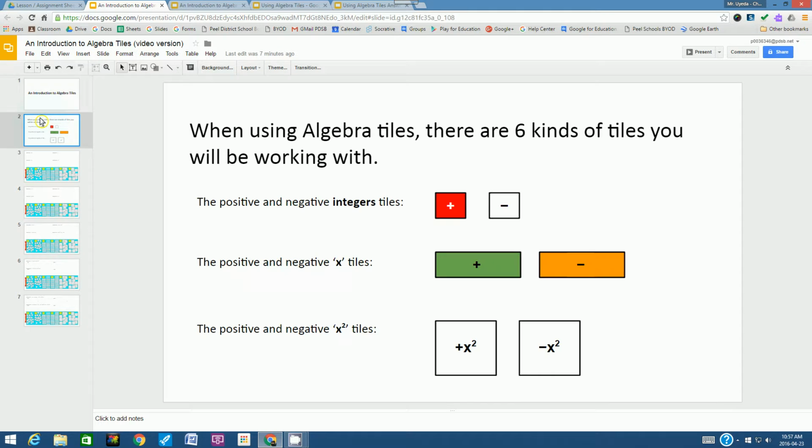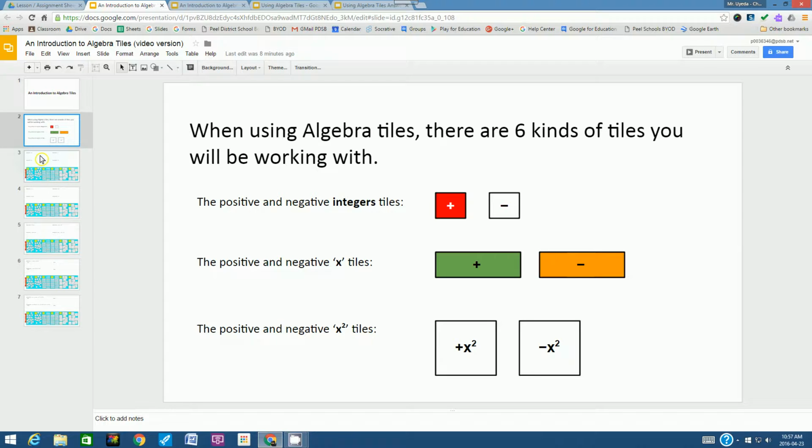When using algebra tiles, there are 6 kinds of tiles you will be working with. The positive and negative integer tiles, which you are familiar with from our integers unit. The positive and negative x tiles, here they are, positive x and negative x. And the positive and negative x squared tiles, we have positive x squared and negative x squared.